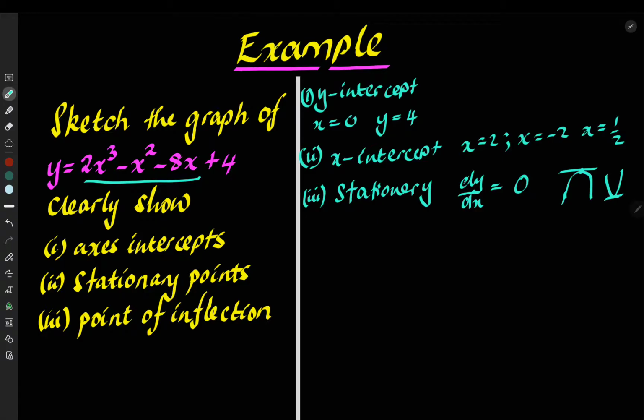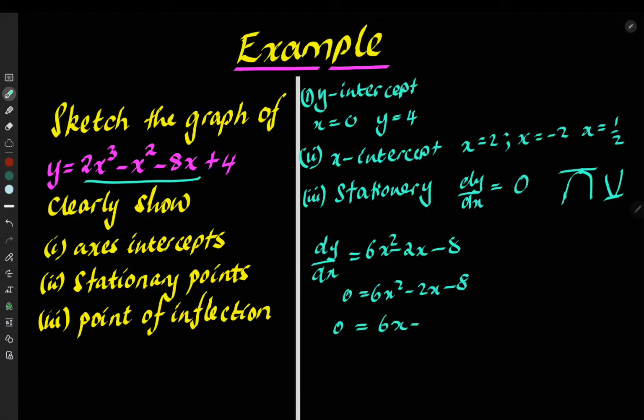So now let's go ahead and find the first derivative of this function. dy/dx will be 6x squared minus 2x minus 8. And remember, we equate this to 0. So 0 equals 6x squared minus 2x minus 8. This can be factorized to 0 equals (6x minus 8)(x plus 1). So we can say x equals 4 over 3, or x equals negative 1.